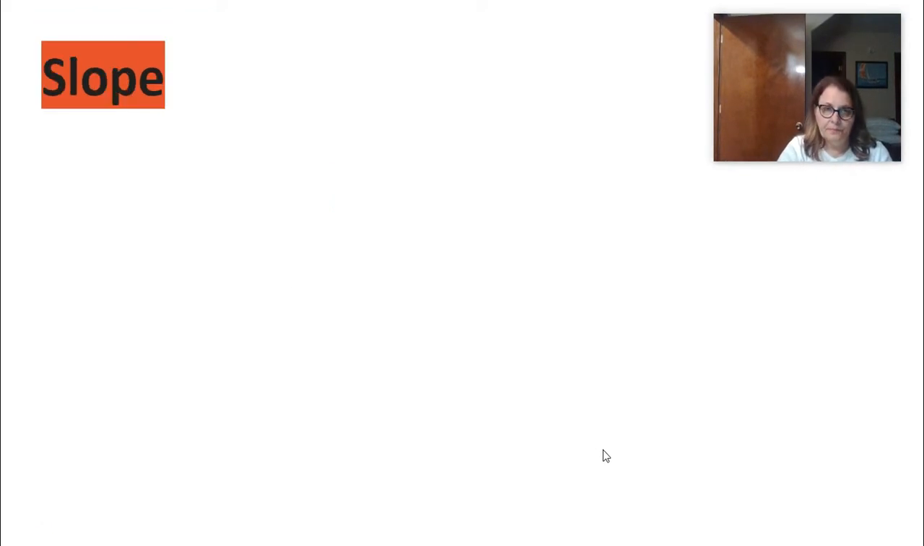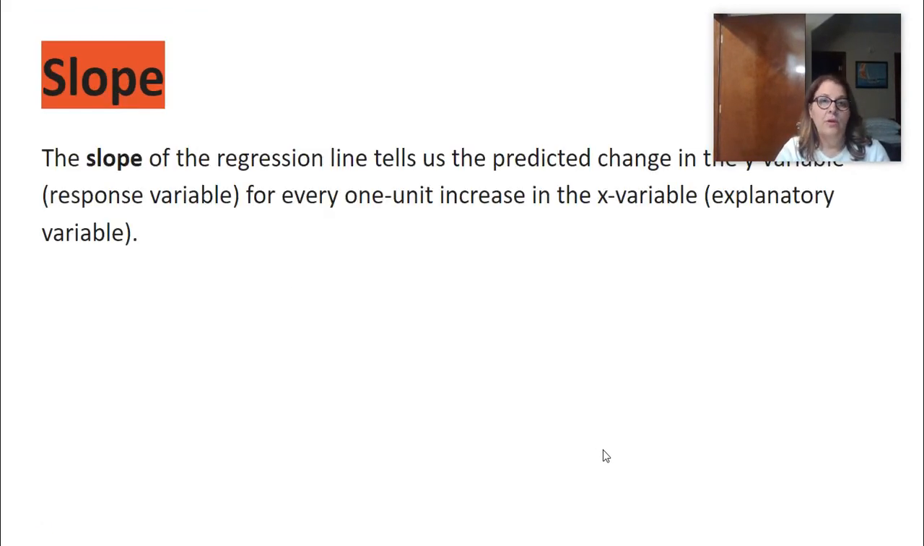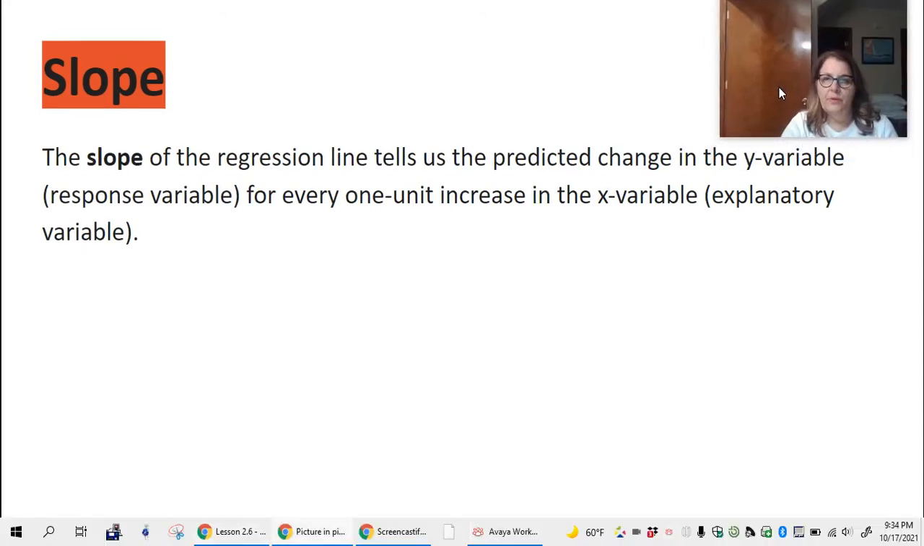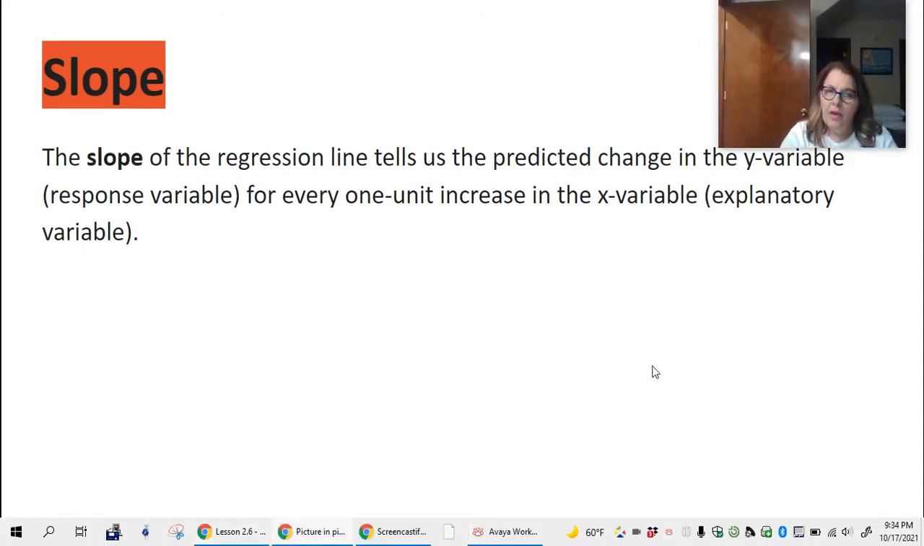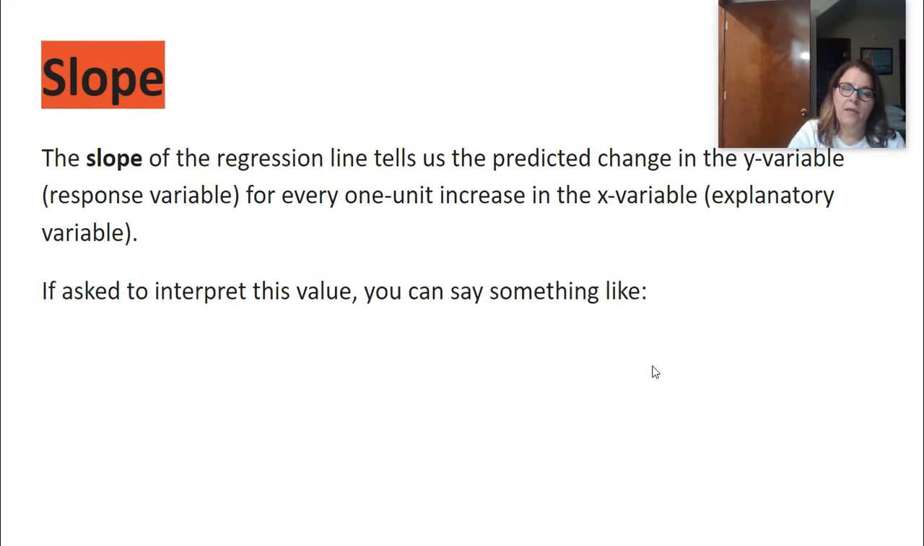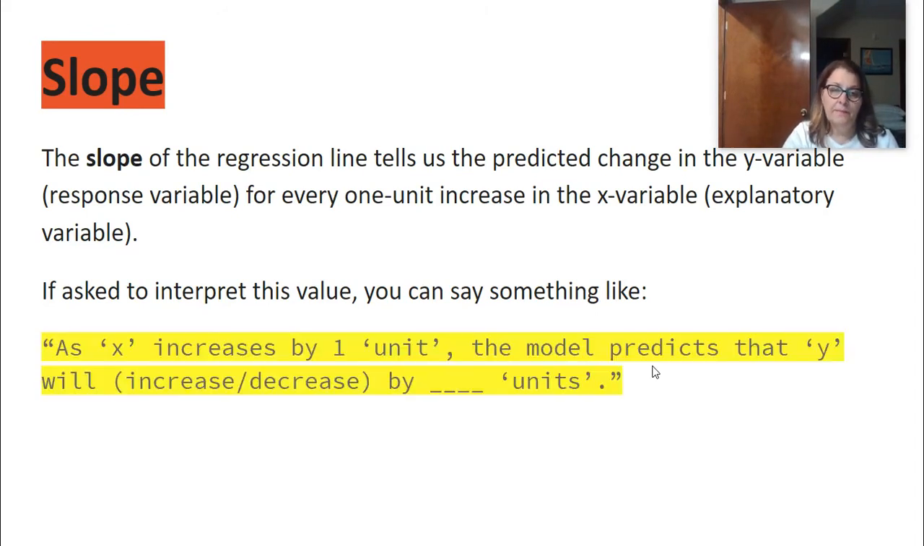Okay, so what is our slope? Well, the slope of the regression line tells us the predicted change in the y variable, our response variable, for every 1 unit increase in the x variable, our explanatory variable, okay? So if you're asked to interpret this value, you would say something like, as x increases by 1 unit, the model predicts that y will increase or decrease by some units.